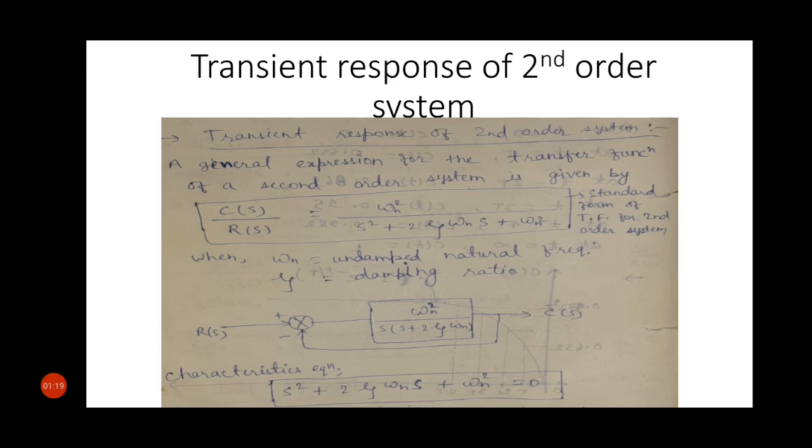Now see the characteristic equation. We have already known the characteristic equation is nothing but the denominator of transfer function. Here the denominator of transfer function is s square plus 2 zeta omega n s plus omega n square. So this is our characteristic equation, and it is equal to 0. So s square plus 2 zeta omega n s plus omega n square equal to 0.